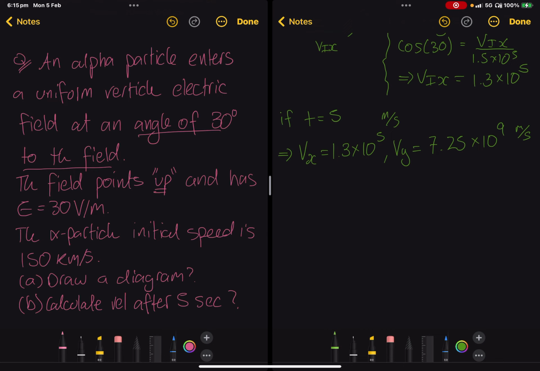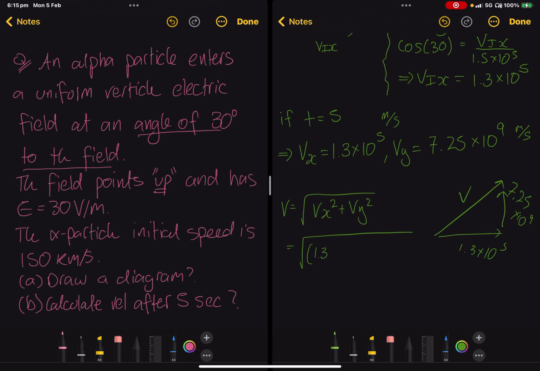So now if we want the overall velocity, we need to do the square root of the sum of squares, because one of these is in x, one of these is in y. So if we draw a little diagram, the overall velocity has a y component, 7.25 times 10 to the 9, and an x component, 1.3 times 10 to the 5. So this is the overall velocity. So v is the square root of v in x squared plus v in y squared. This is the square root of v in x, which is 1.3 times 10 to the 5 squared, plus v of y, which is 7.25 times 10 to the 9 squared.